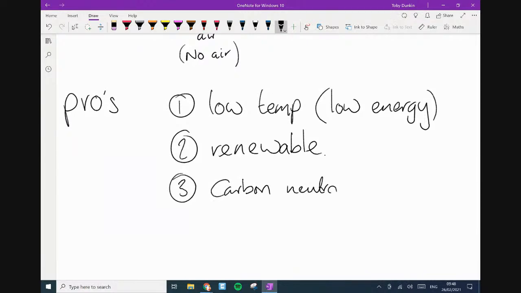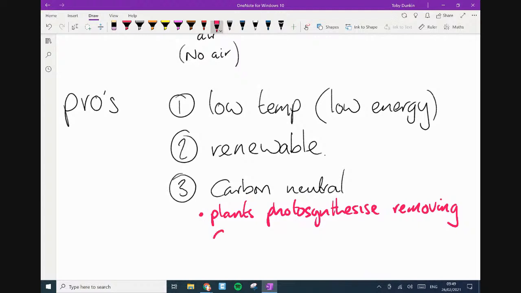I'm going to add a little thing here, guys. Can you add this to your notes? Carbon neutral. Plants photosynthesize, removing CO2 from air.